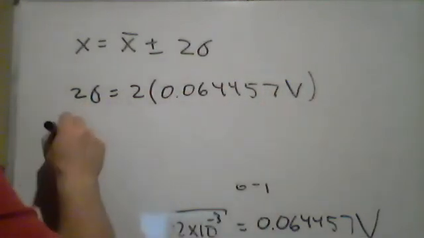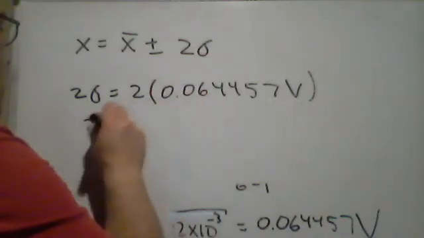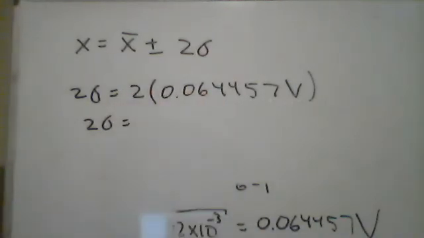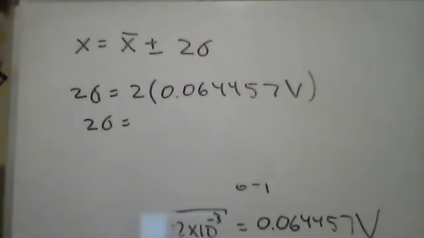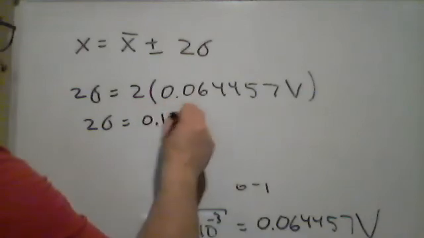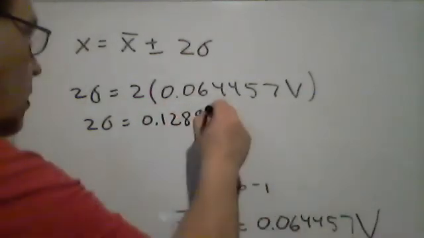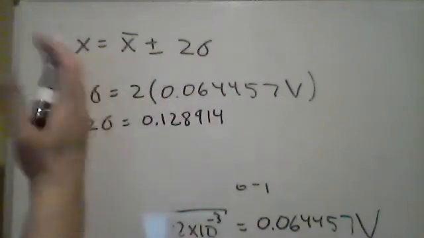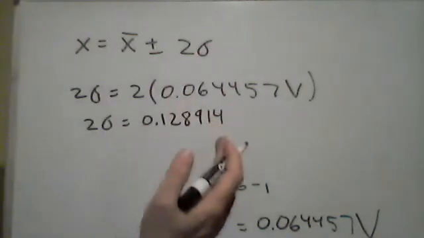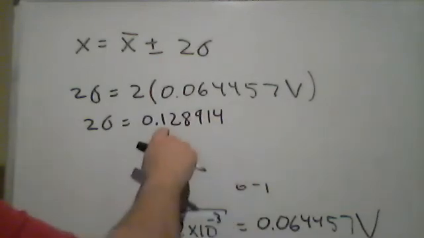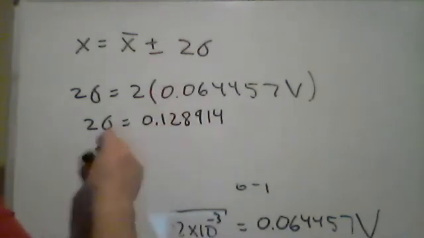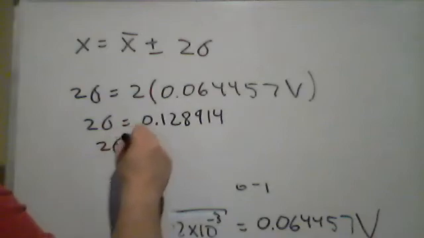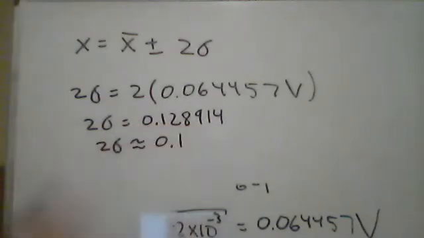If I multiply 0.064457 by 2, I get 0.128914 according to my calculator. Now again, I only know the values as good as the first decimal place. So I look at the digit after the 1: is that 5 or greater? No. So what I really have is 2 sigma is really no better than 0.1.